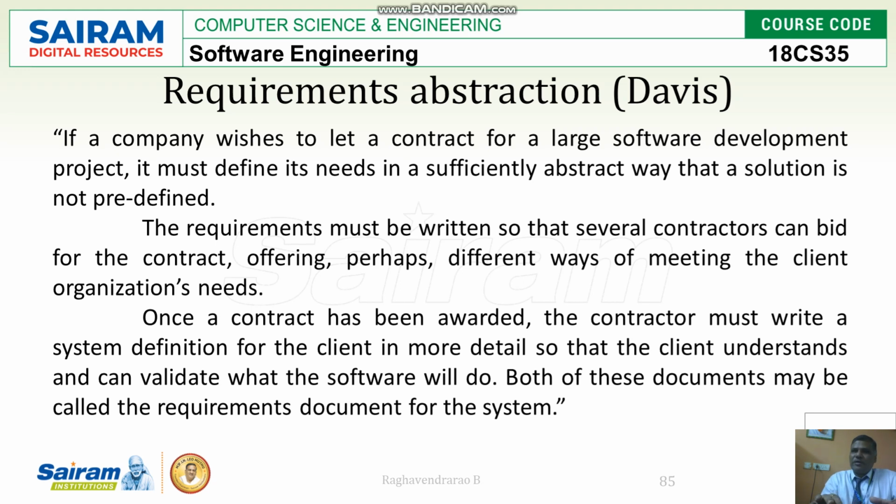Once the contract is done, meaning the project is finalized, you have to take the undertaking from the client saying that these are the modules that are going to be done, then these are the validations that we are going to do, and finally this should be accepted by the customer. This is nothing but the SRS, the software requirement specification, that should be accepted and signed by both the client and the developer.